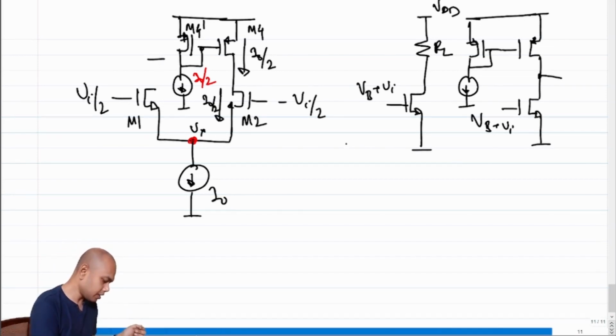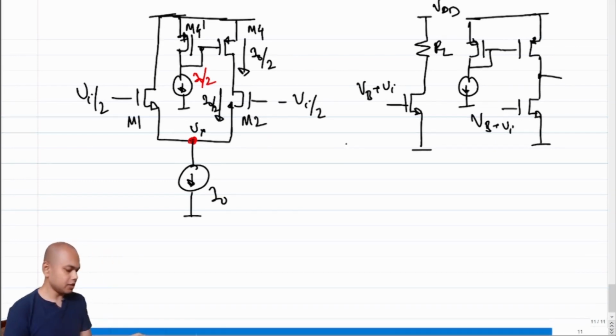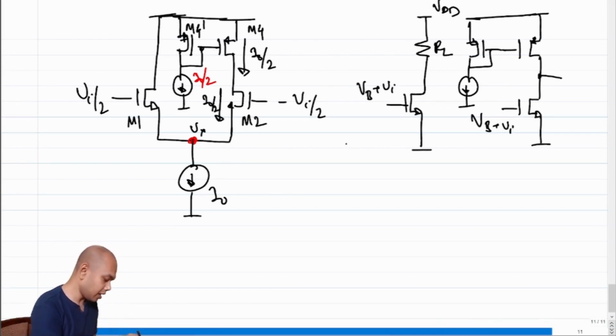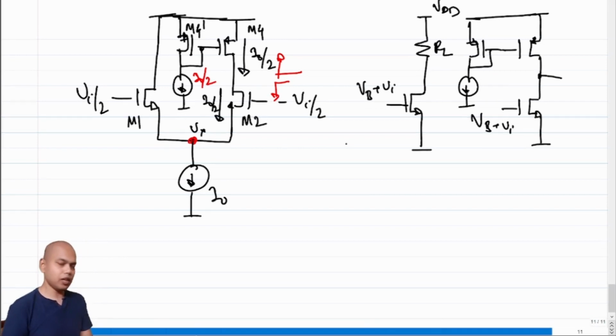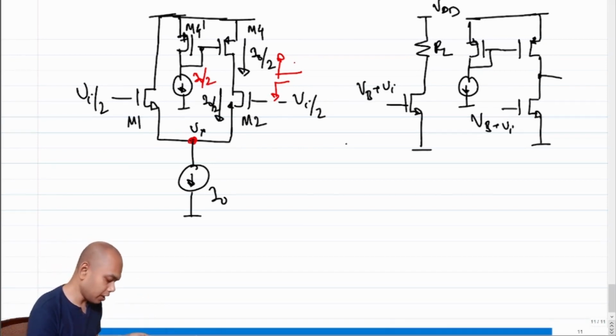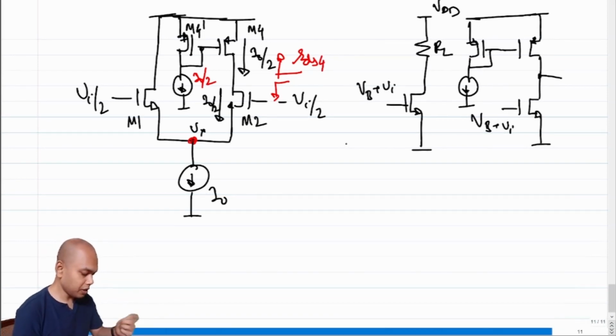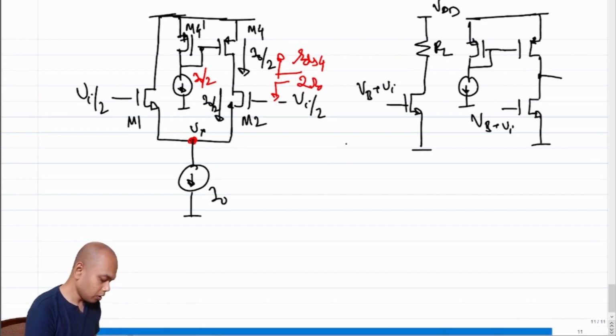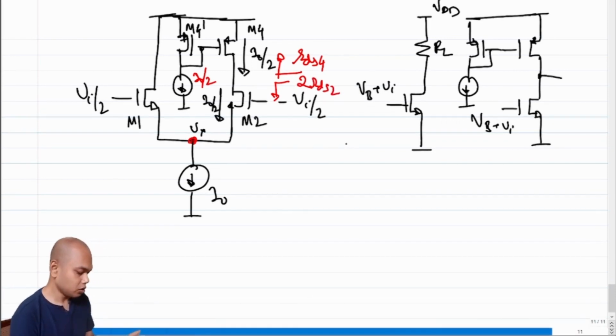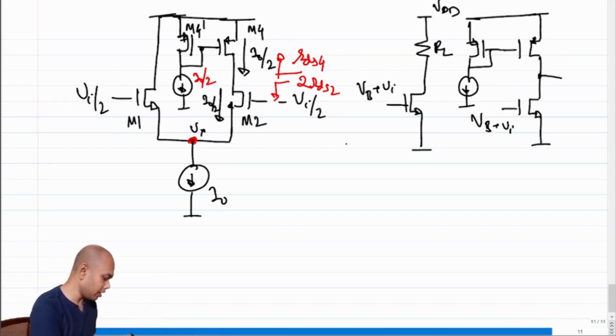So this can give us a gain higher than what we would have gotten through RL, because now what is the output impedance of this guy? The output impedance is whatever the impedance looking up in parallel to whatever the impedance looking down. What is the impedance looking up? The impedance looking up is RDS4. What is the impedance looking down? The impedance looking down is twice RDS2, right? So how does the Norton's equivalent get modified?